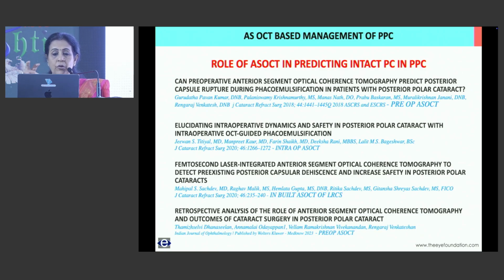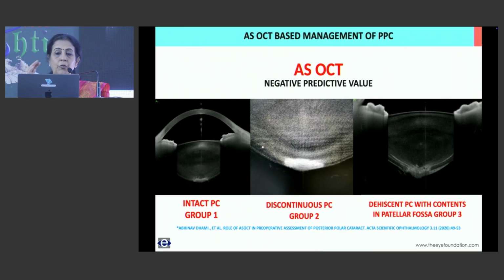You could use the intra-op OCT, the OCT guided phacoemulsification, which will take you through the different steps, all the time visualizing whether the posterior capsule is intact. Even femtosecond laser assisted cataract surgery has the swept source anterior segment OCT, which tells you whether there's a posterior capsule dehiscence. If not, you don't have to keep a higher offset. So there are any number of papers which have come forward.